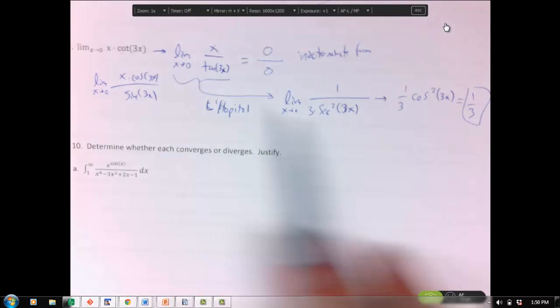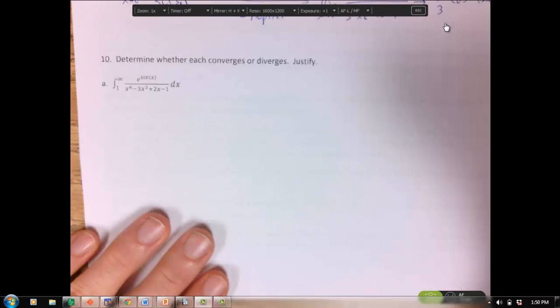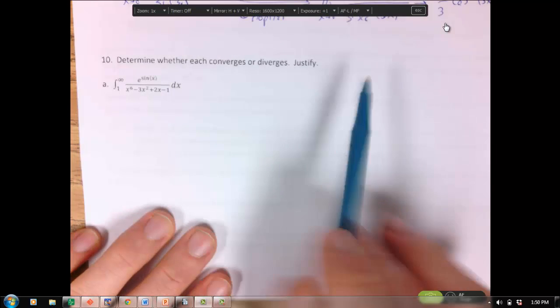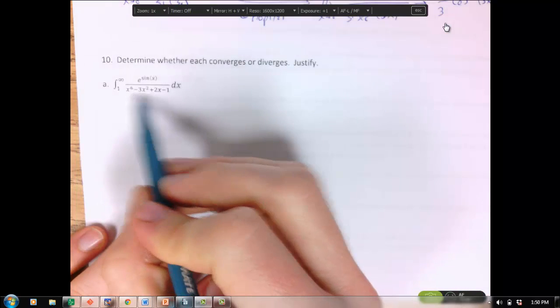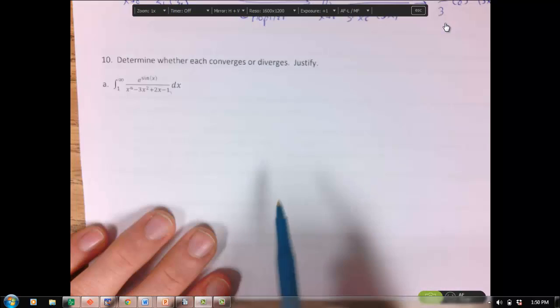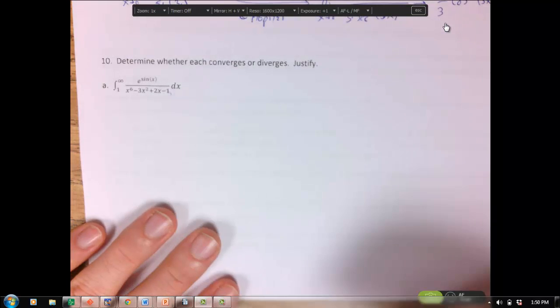But I thought this was a little bit more algebraically straightforward. All right, number 10. Determine whether each converges or diverges and justify. All right, so we've got a straightforward 6th degree polynomial on the bottom. What's going on with e to the sine x?